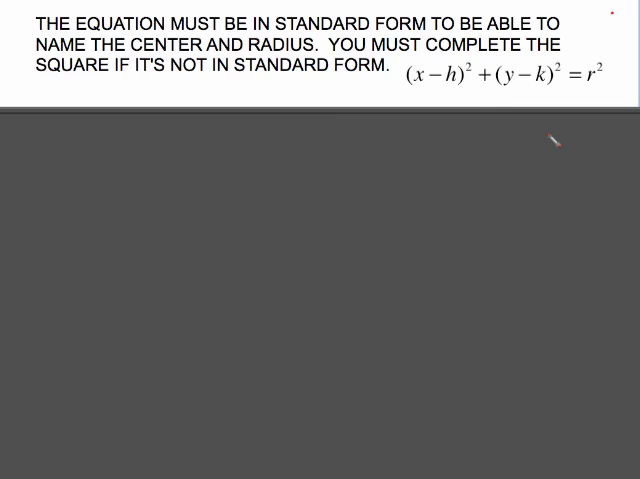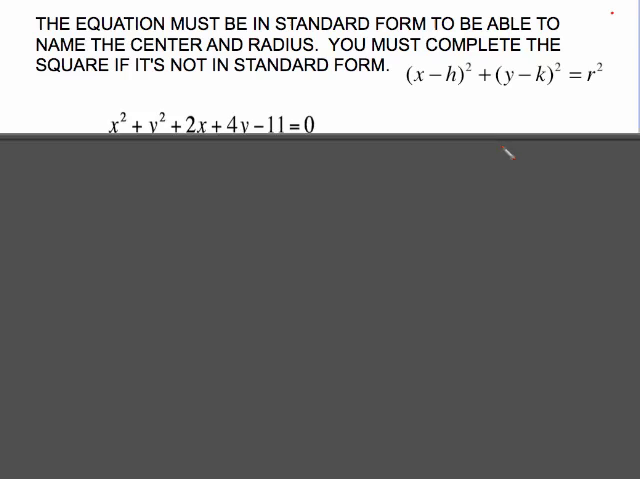This is part 2 on completing the square for circles. We saw in the first video on circles that if the equation is in standard form, it's very easy to name the center and the radius. But oftentimes it is not in standard form, and the only way to put it in standard form is to complete the square.